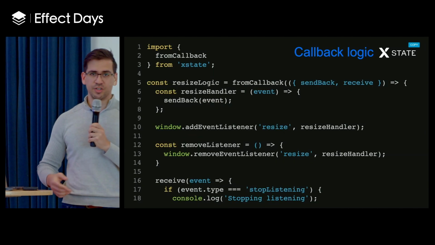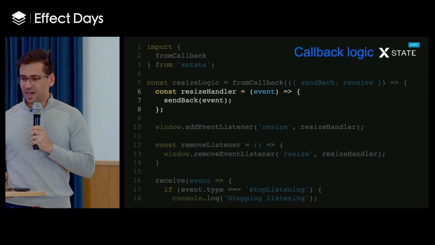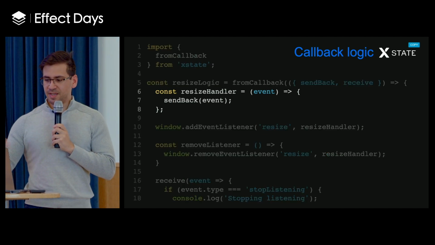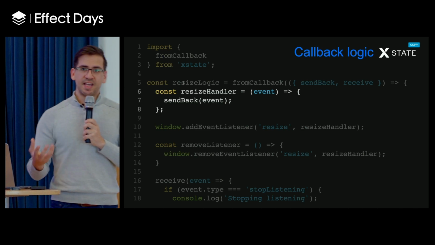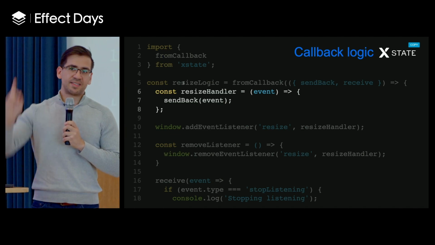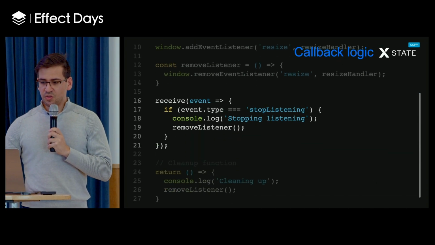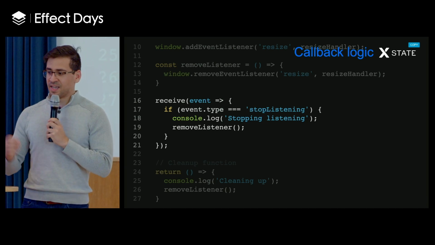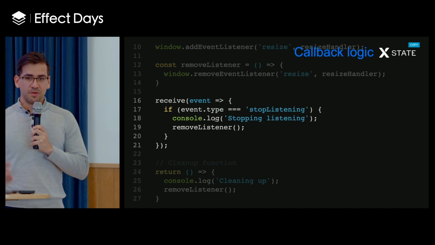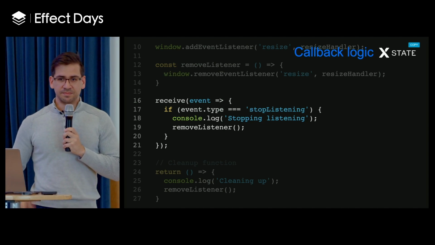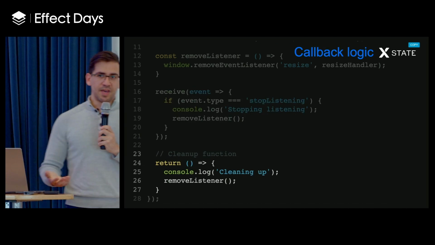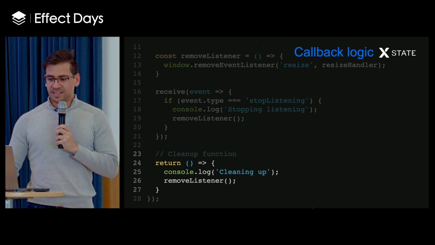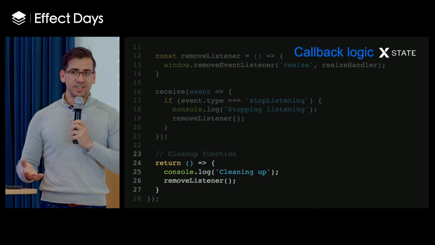Then there's callback logic, which is really the most flexible type. You have two things here: sendBack and receive. So for example, if we're listening for window resizes, you could send back the resize event, and that sends back to the parent actor. And you could also receive events from other actors. So for example, if I send an event that says stop listening, it could just call removeListener so that it stops receiving those resize events. And of course, we have a cleanup function for that callback. This is probably one of the most flexible actor types. And it really does show you that you don't need to use a state machine, at least at first, when you're expressing actor logic.